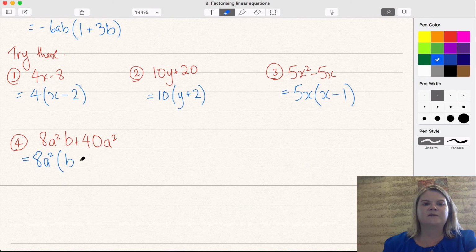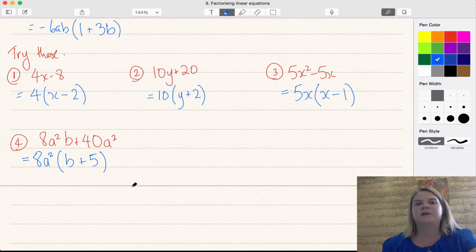8 times what makes 40? 5. And a squared times what makes a squared? It's already there, so we're fine. B plus 5. If you wanted to check any of these factorised ones to make sure you've got the right answer, you could just expand them again. And you just need to multiply out and you should get this solution here. So that's a good way of checking your problem to make sure you've got the right answer.